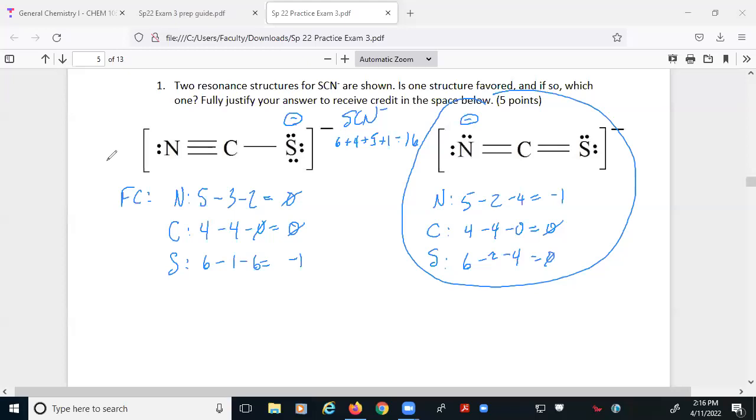So in terms of choice, we would choose this one here on the right. What would we say about it? Well, we would talk about the negative formal charge is on the more electronegative atom. And that would be the primary reason why that one would be favored as opposed to the other.